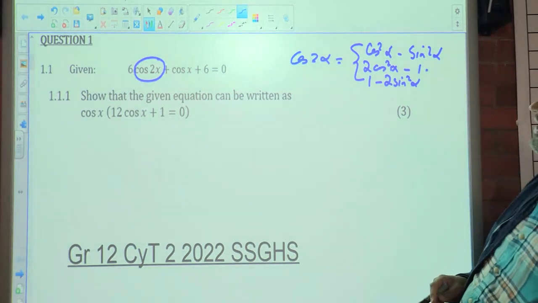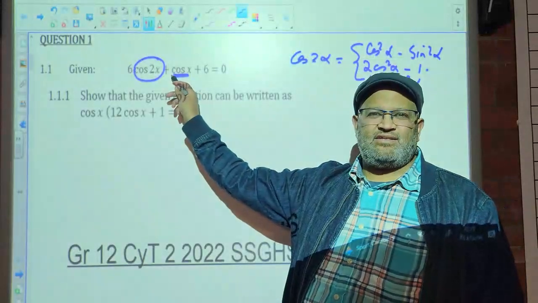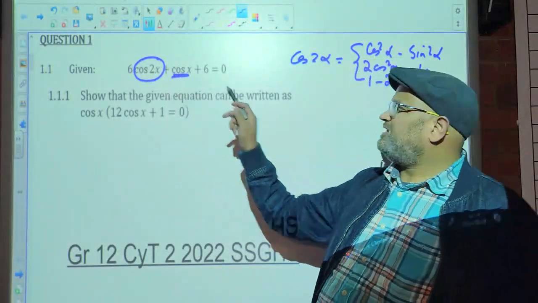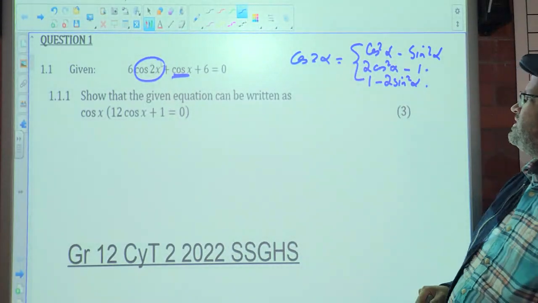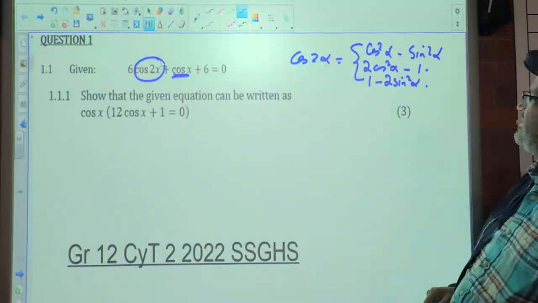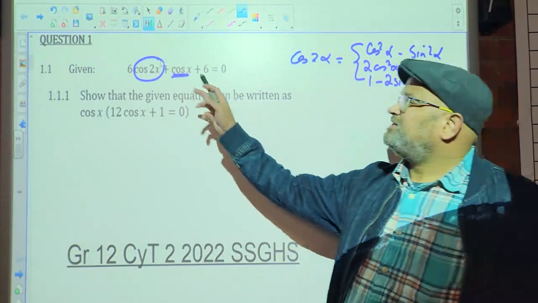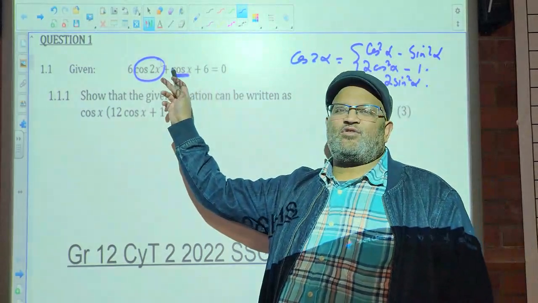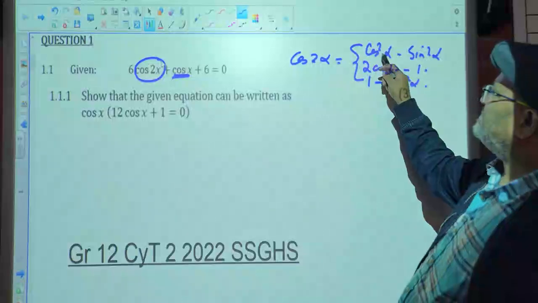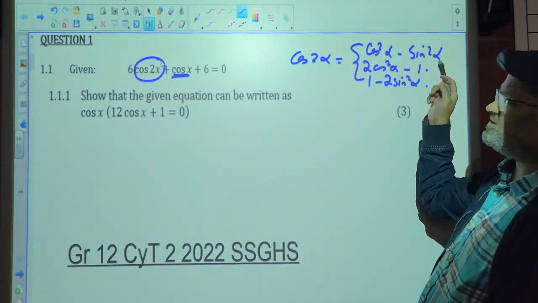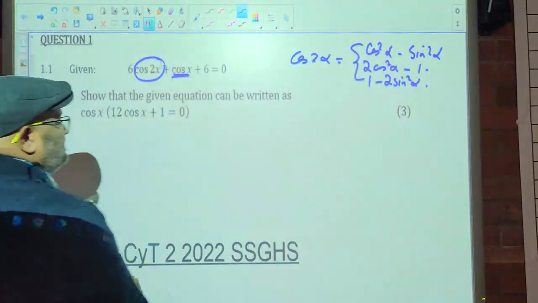It's the second one. Why? Because of what we have here. If this had read sine of x, then I would have changed it to the last one, which is 1 minus 2 sine squared alpha. If this had read cos x sine x, or sine x cos x, then I would have used cos squared x minus sine squared x. Okay. So as we said, we're going to use the second one.